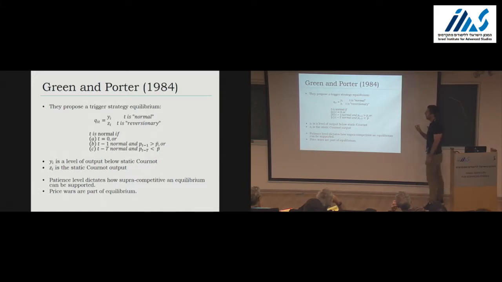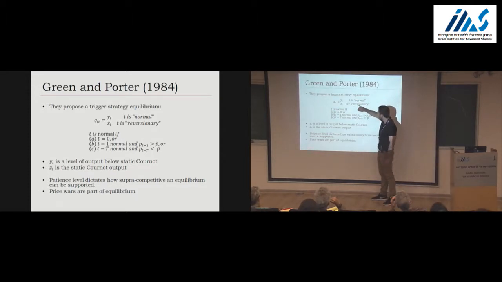Okay, so what they show is an equilibrium is the following trigger strategy equilibrium. They're going to divide periods into what they call normal and reversionary, and give conditions for when we call a period normal. In a normal period, you're going to produce a level of output below the static Cournot outputs. That's the cooperative period, where you're going to raise prices above the competitive level, not necessarily the monopoly level, but above the competitive level. And in a reversionary period, you're going to produce at the Cournot output. That's the bad situation, where you're punishing the other firm.